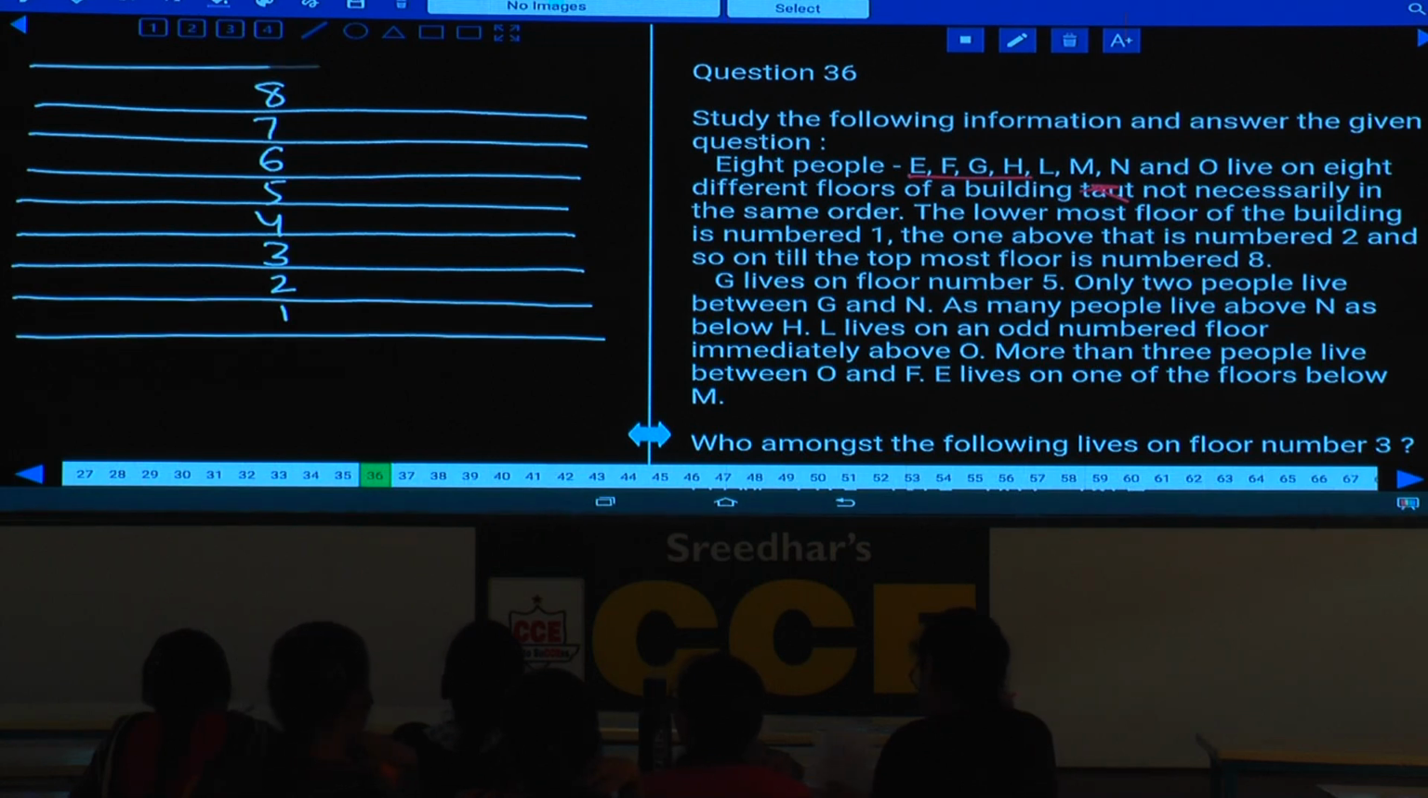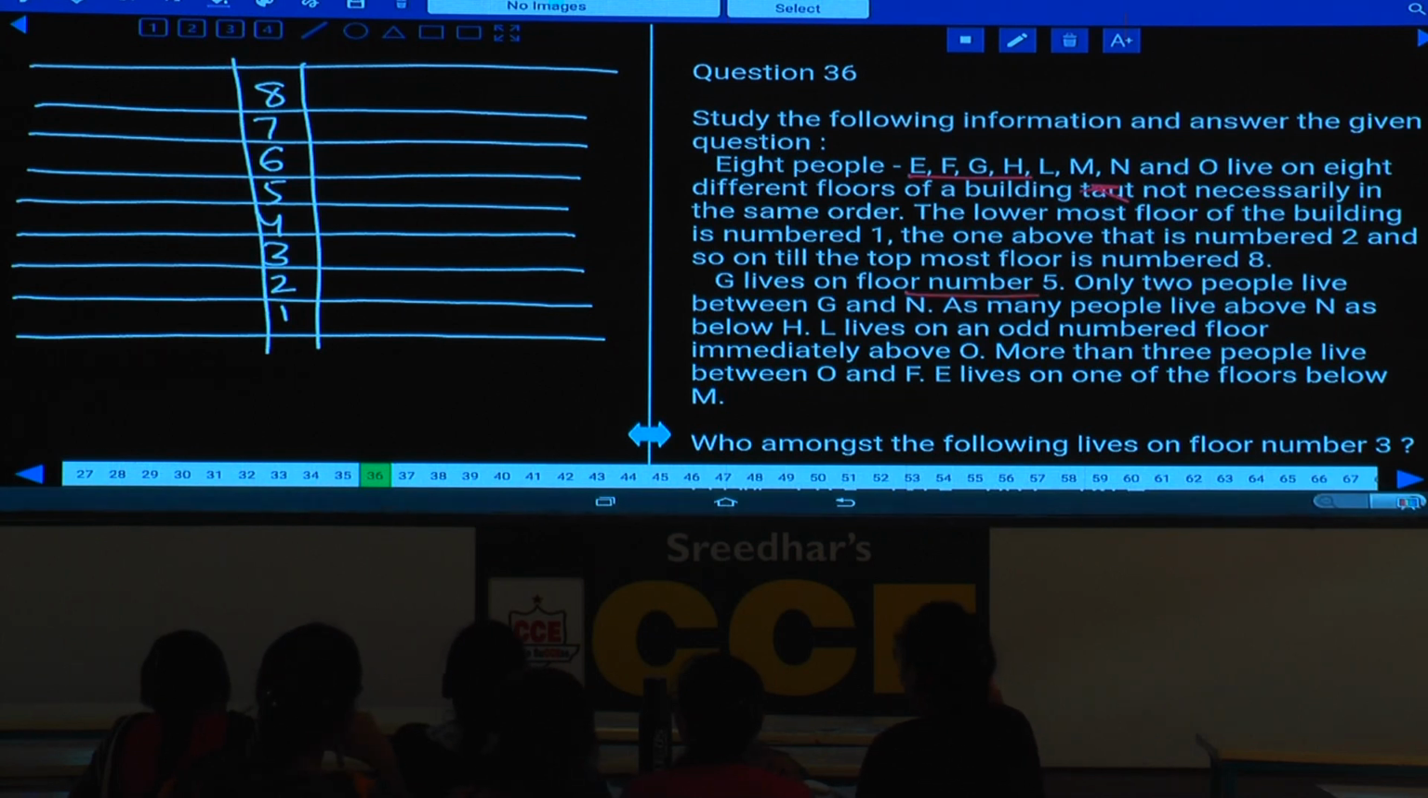Then condition number 1. Yes, tell me what is condition number 1 here? Now G lives on floor number 5. As G lives on floor number 5, G must be on the 5th floor. That is one possible. Only 2 people live between G and N. As only 2 people live between G and N, tell me how many possibilities we can have. Either N can be on the 8th floor, and the second possibility is, as only 2 persons between G and N, N can be on the 2nd floor. And so how many possibilities do we have? 2 possibilities to this N. N can be either on the 8th floor or on the 2nd floor. Then only 2 people live between G and N. As many people live above N as below H.